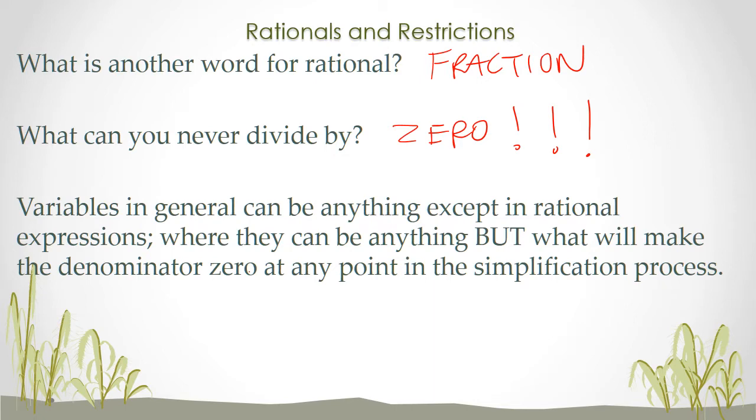Now, variables in general can be anything, except in rational expressions, fractions, where they can be anything but what will make the denominator, which is the bottom of the fraction, 0 at any point in the simplification process. So we're going to borrow that idea for doing something called stating the restrictions.